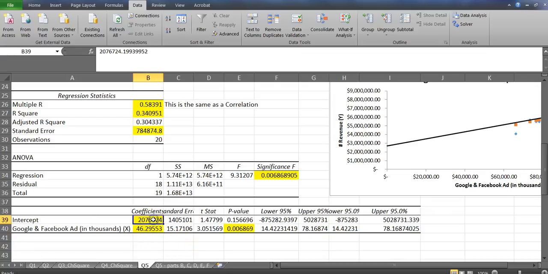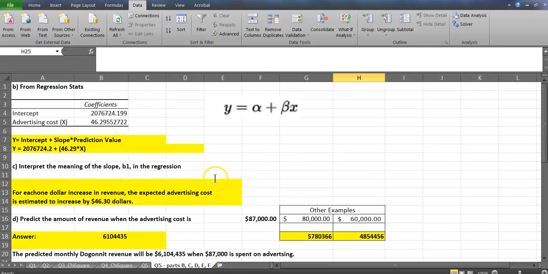So the intercept, we need to know that figure. And this is the slope, or beta, as it's called, the regression coefficient. You need to know that. And then you need to look at the p-value for the independent variable. And again, because there is only one independent variable, this number and this number are going to be the same. Got it? So to answer the parts of the question, you just need to take information from the output.